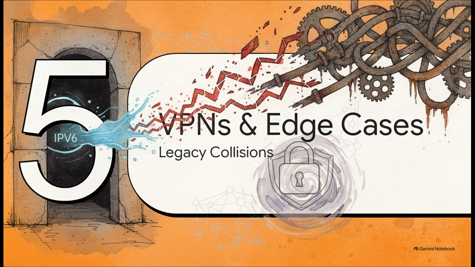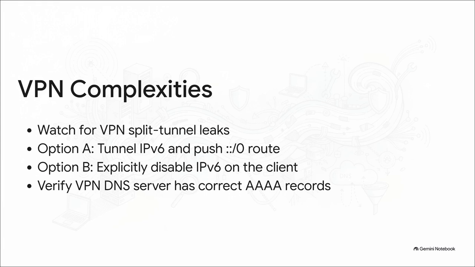Let's move into Section 5, Tunnels, VPNs, and Edge Cases. This is where we troubleshoot those annoying scenarios where modern IPv6 collides right into legacy architecture. VPNs are just a notorious pain point here. Legacy VPN clients that don't fully get IPv6 are basically going to do one of two things. They'll either leak your IPv6 traffic straight out to the open internet, completely bypassing your corporate security, or they'll block it entirely, which makes all your dual-stack websites instantly fail.